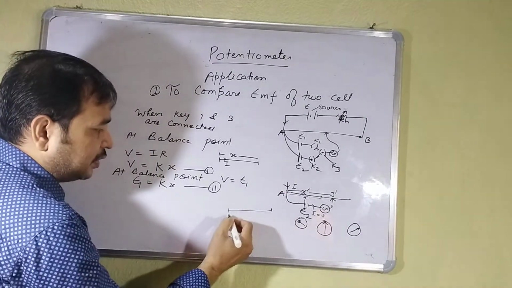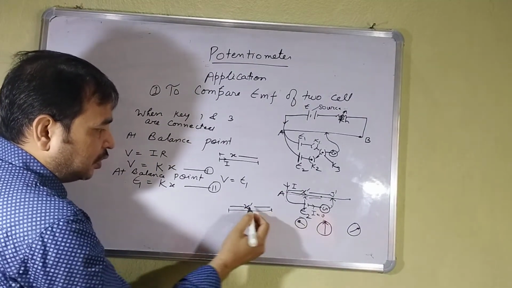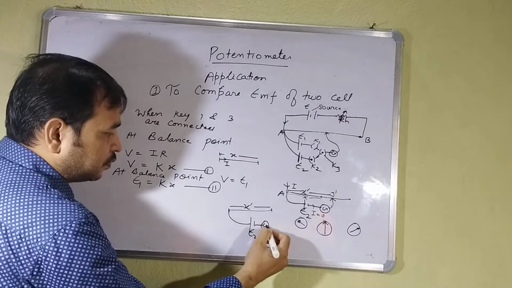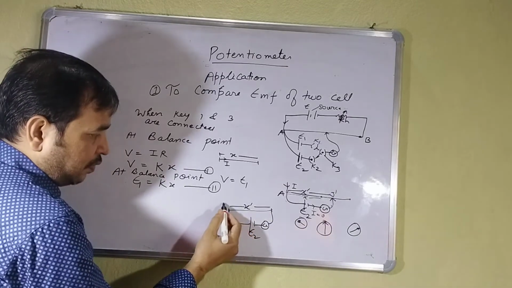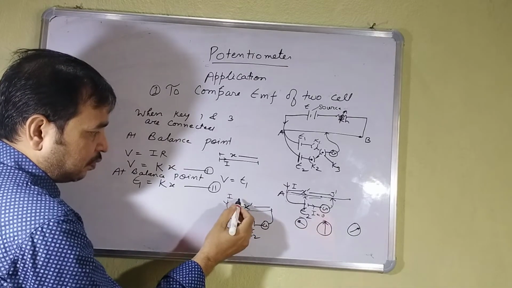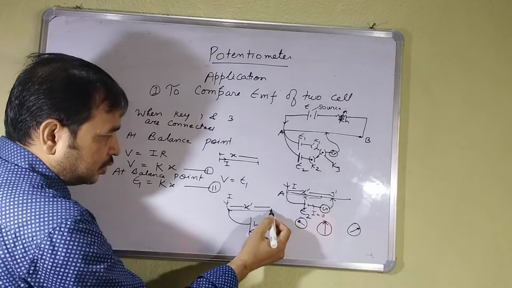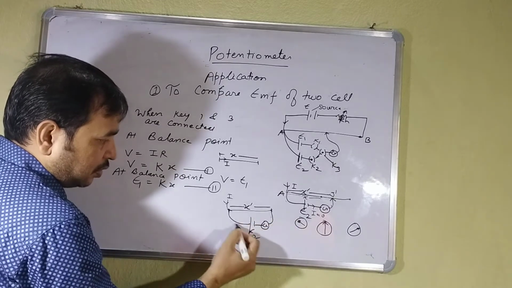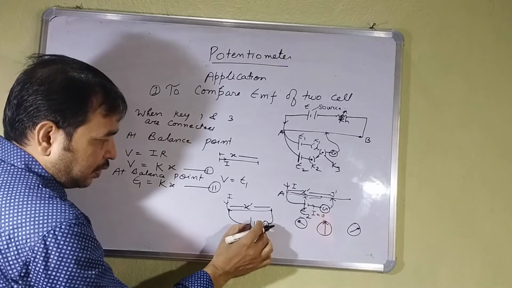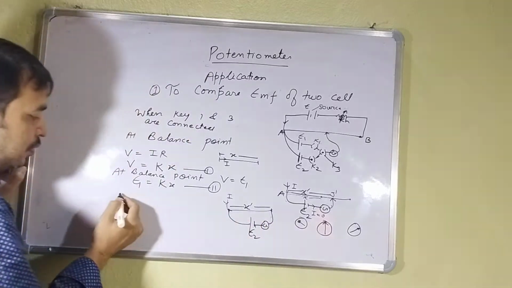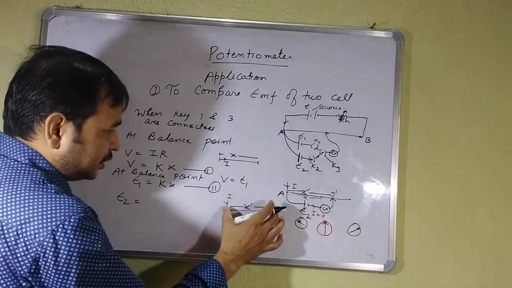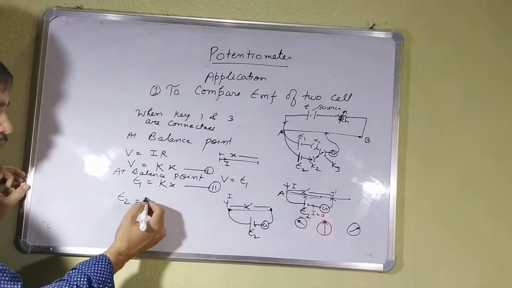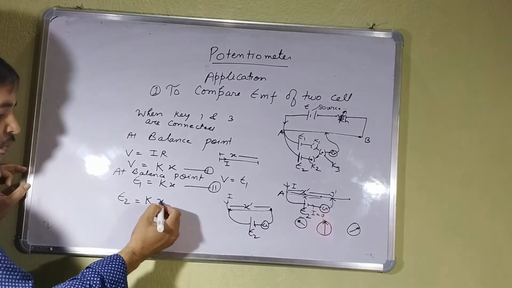Now the scenario is like this. This is length X dash, so this is balancing the EMF E2. Now no current will come. Whatever current is coming from the source cell will pass through this potentiometer wire. No current is passing through this galvanometer, which means the potential difference between the two terminals is the EMF. And this is balanced on this length. On this length, how much is the potential drop? Potential drop per unit length, K, into X dash.